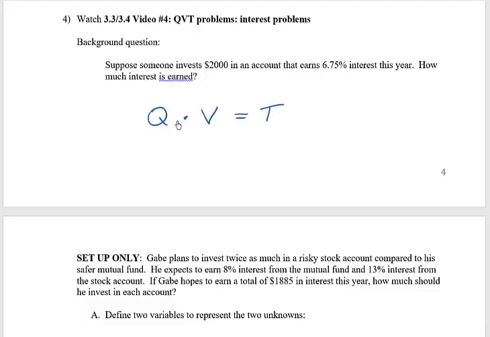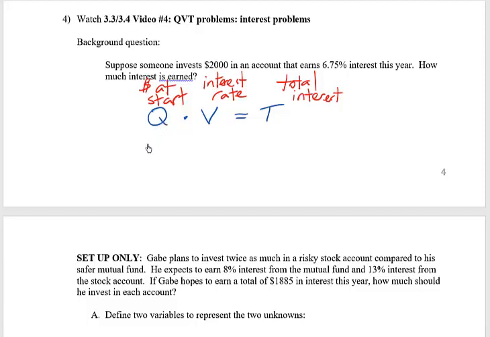In an interest problem, the Q stands for how much money you start with. So money at the start. The V, the valuation, is the interest rate. If you multiply how much money you start with by the interest rate, what you end up with is the total interest. So T here is total interest. Well, that means this example problem is very easy.